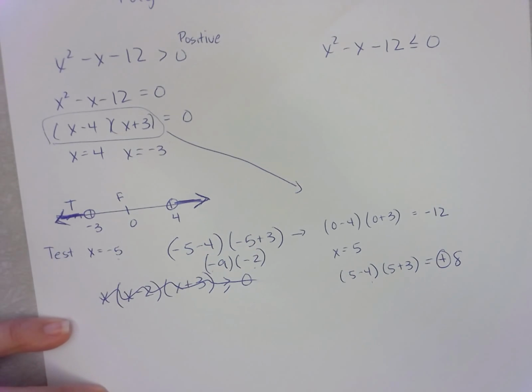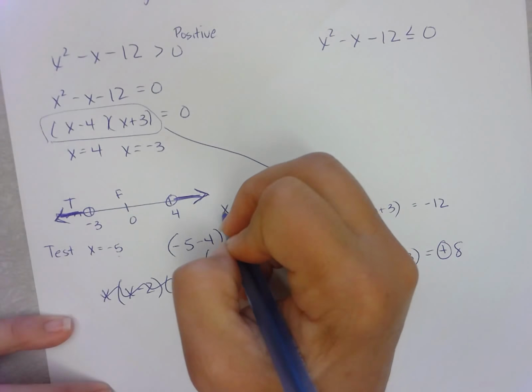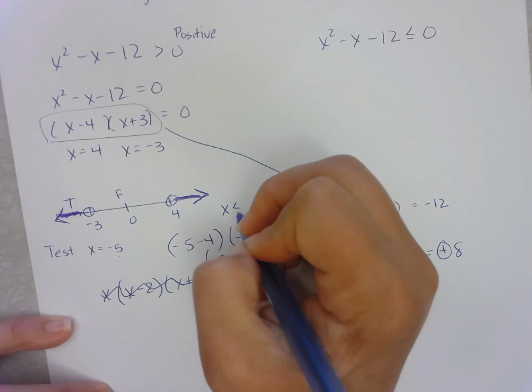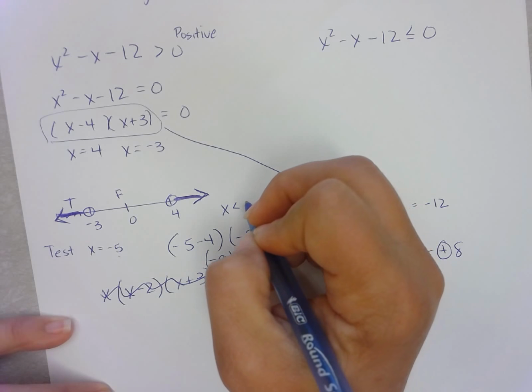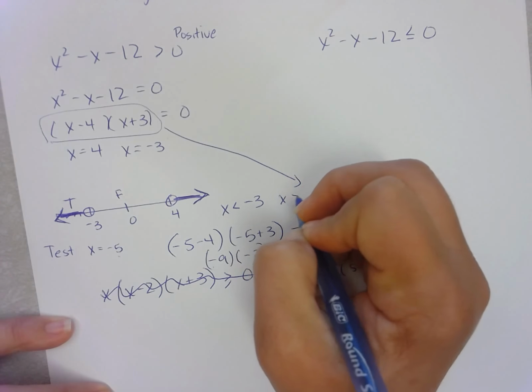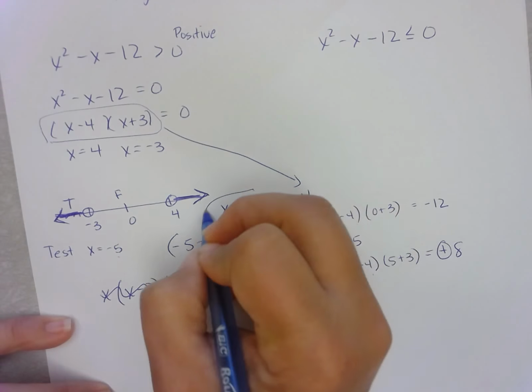So I could write this solution as x is strictly less than negative 3, because there's no equal to, and x is greater than 4. So here's my solution.